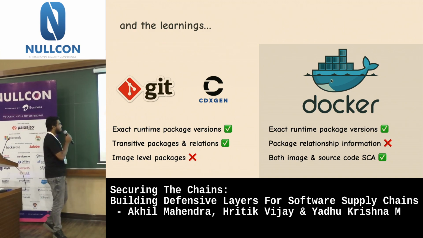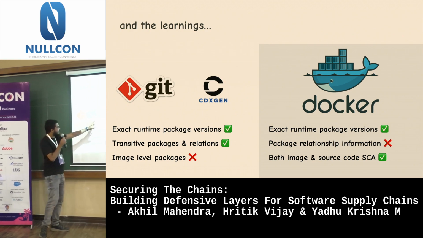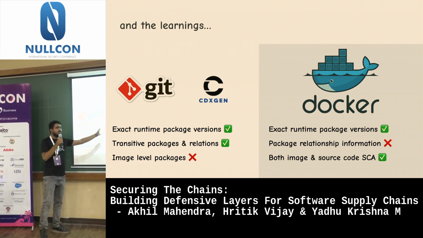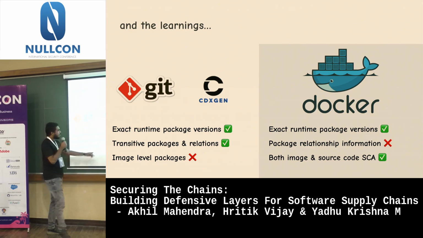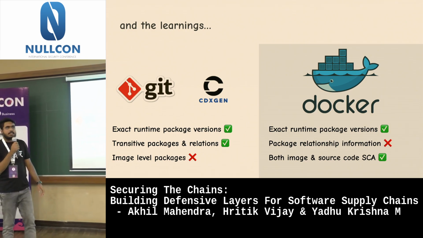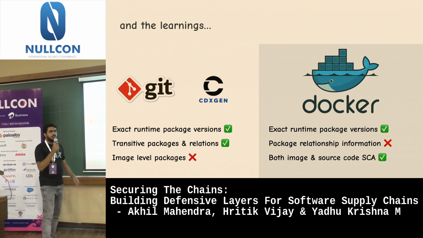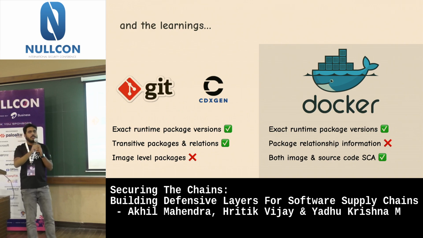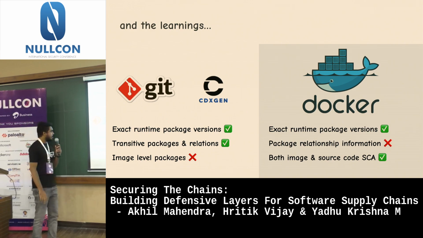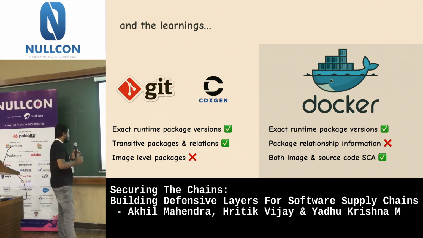So here we have our learnings. We are back to the slide. So Git and CDXgen. CDXgen is an open source tool. You can try it out. And there is Docker. If you use Docker, you will get the exact runtime versions, but you will not get the package relationship information. You will not get how that particular package was introduced. But you will get both image and source code level SCA issues.